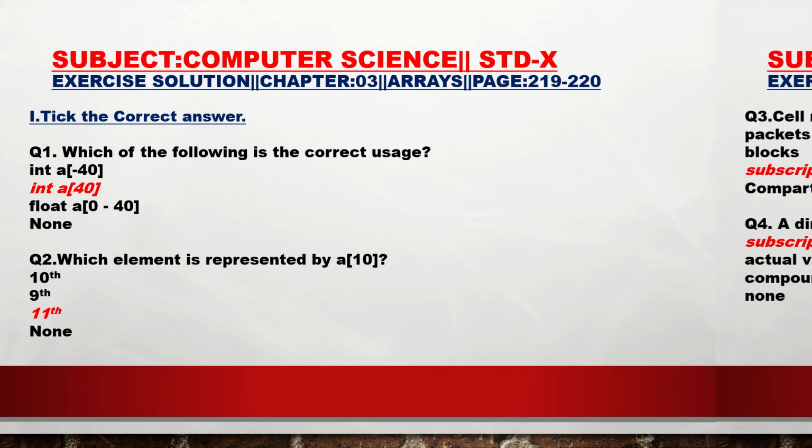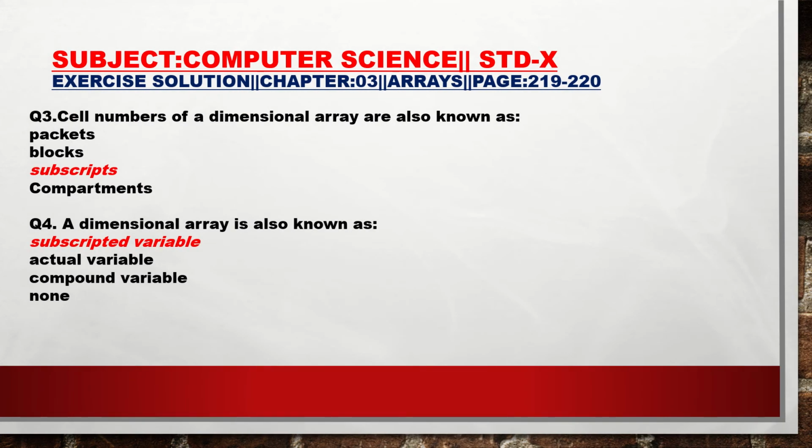Now the next question is question number 3. Cell numbers of a dimensional array are also known as subscripts. It is not called packet, not block, not compartments, it is known as subscripts. A dimensional array is also known as a subscripted variable. Whether it is a one dimension array, that is a 1D array I'm talking about, it is also called a subscripted variable.